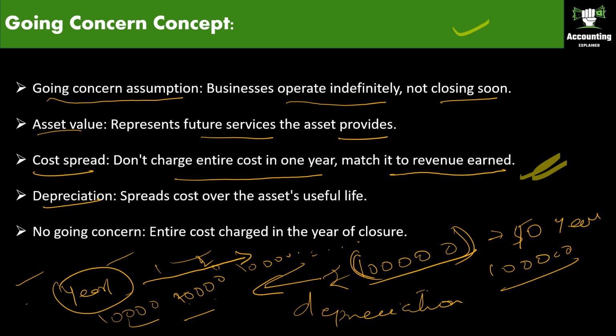Depreciation. This spreading is called depreciation over the asset's useful life. Here the useful life is 10 years. So that is depreciation. Now, going concern.